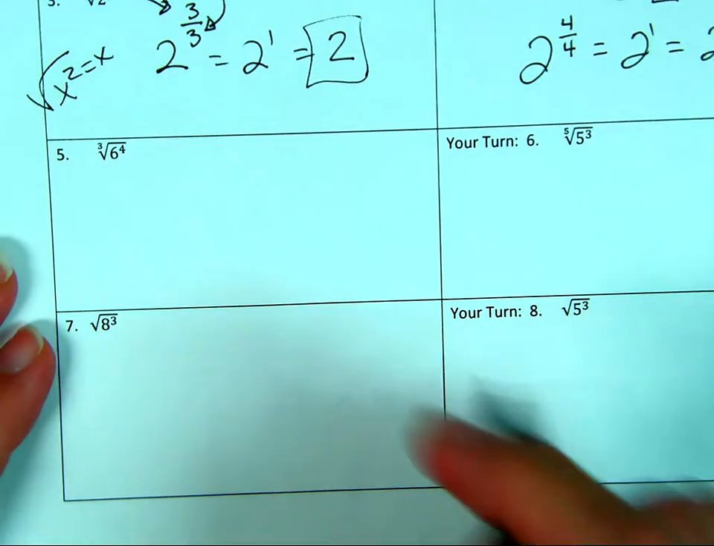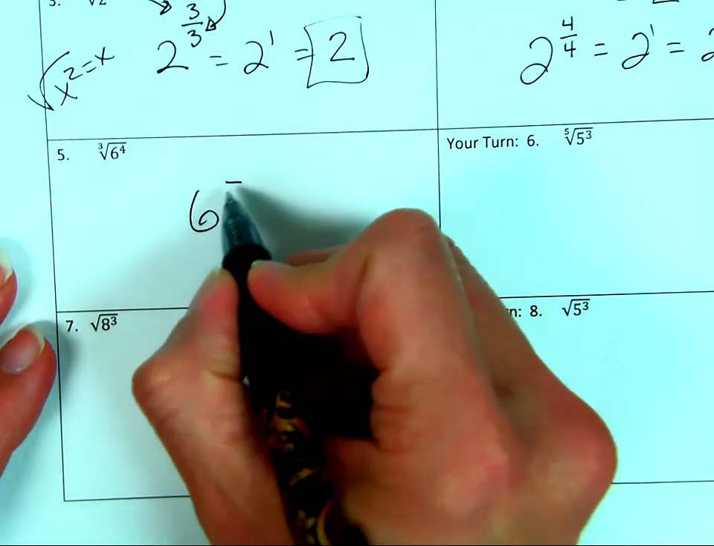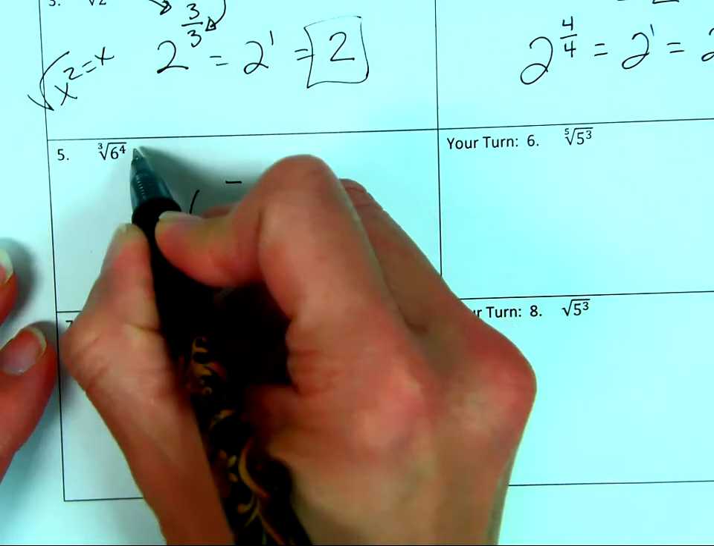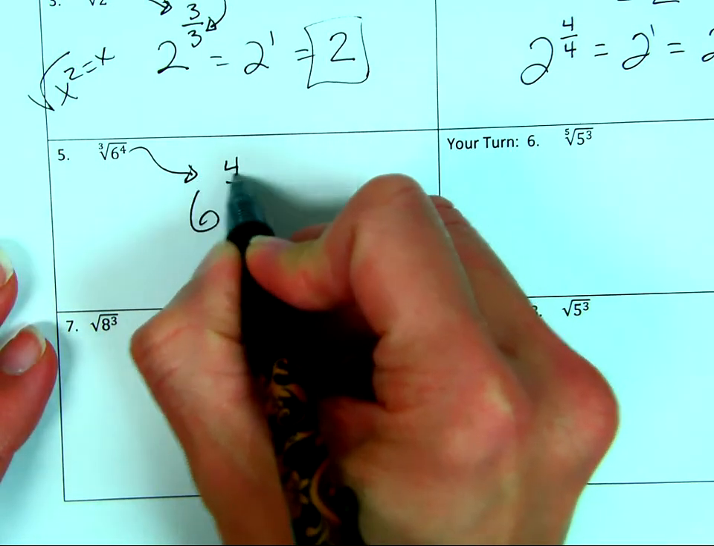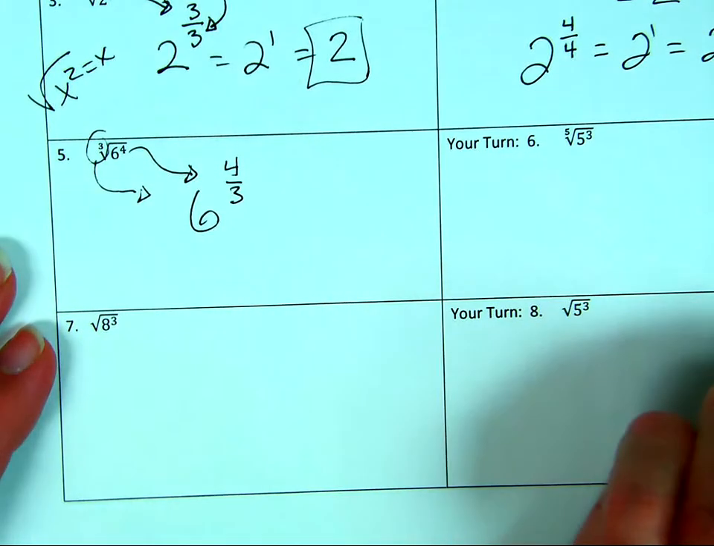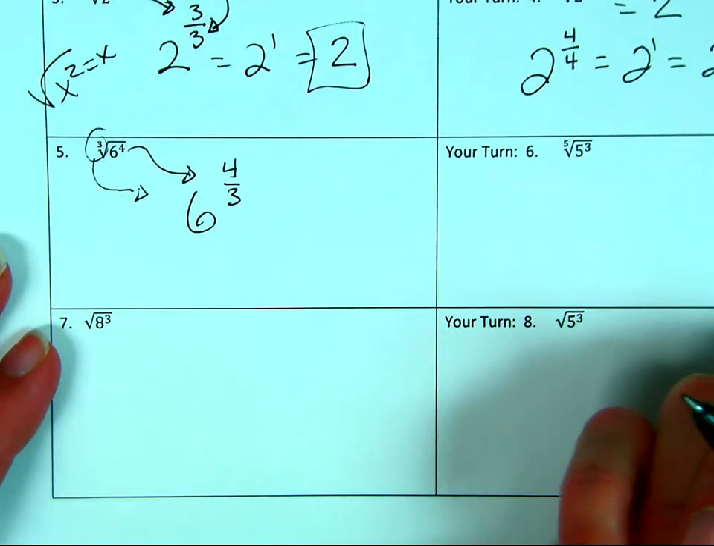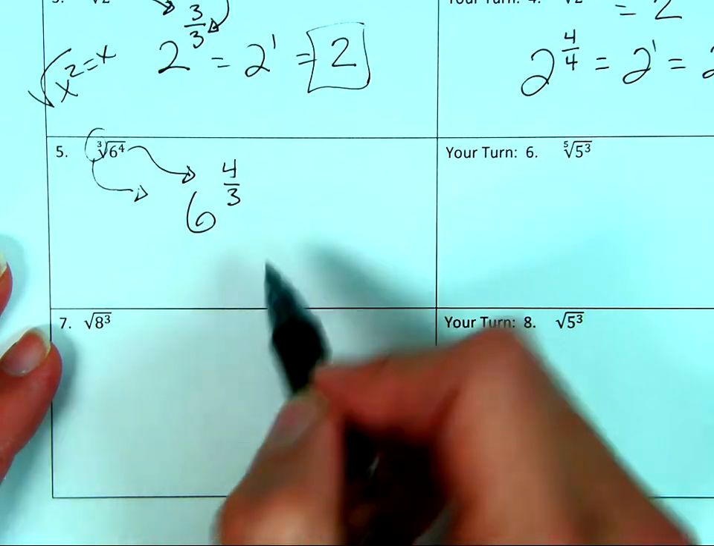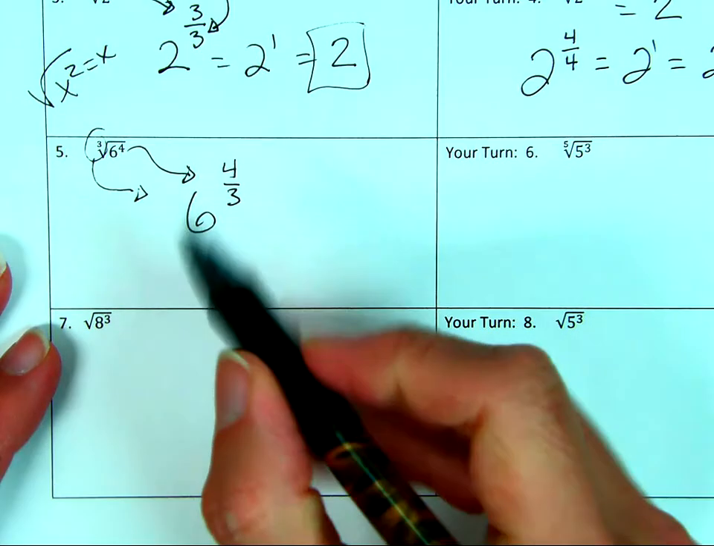Okay, next one. So we're going to take our 6, and we're going to remember what goes in the numerator, what goes in the denominator. This is the numerator. This is the denominator. And that is just how I rewrite it. They aren't asking you to simplify it. This is the basic, beginning level, so we're not asked.